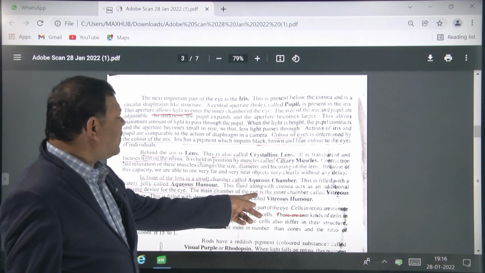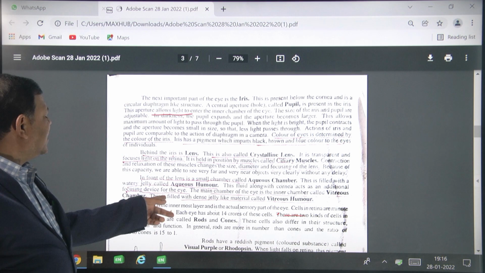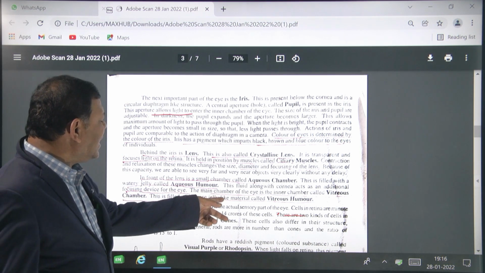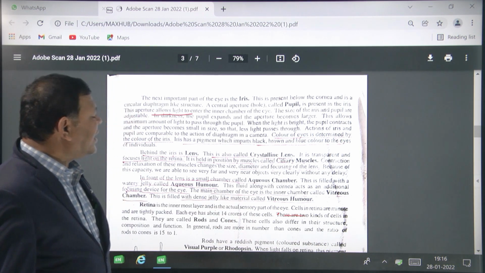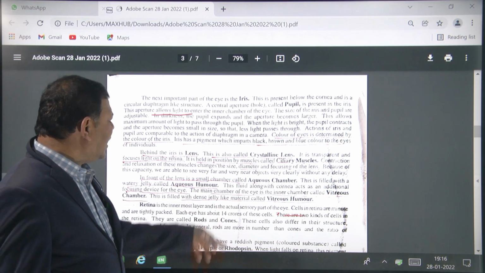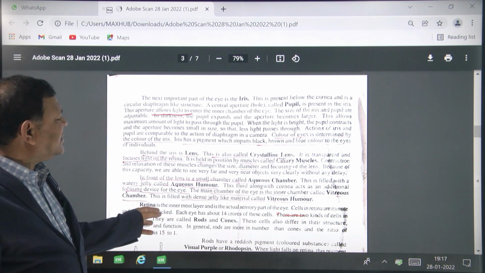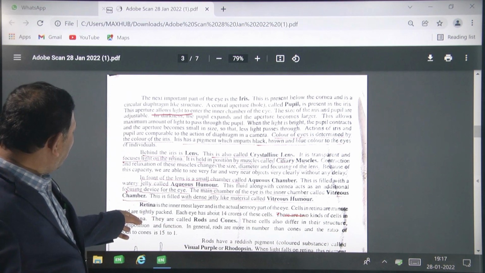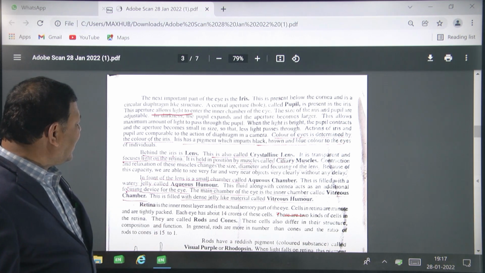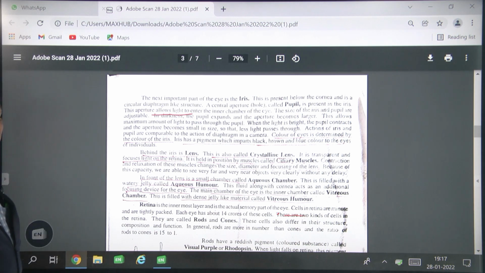The main chamber of the eye is the inner chamber that is called the vitreous chamber. This is filled with a dense jelly-like material called vitreous humor. Now, the retina is the innermost layer and is the actual sensory part of the eye. Cells in the retina are minute and tightly packed. Each eye has about 14 crores of cells present.